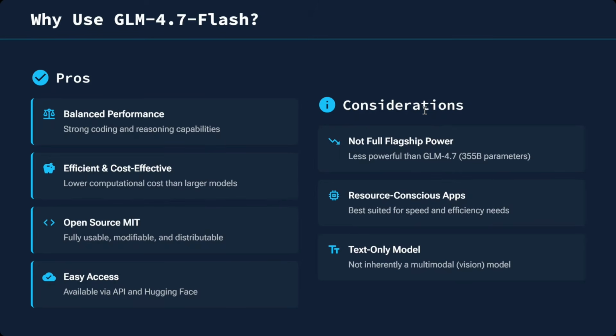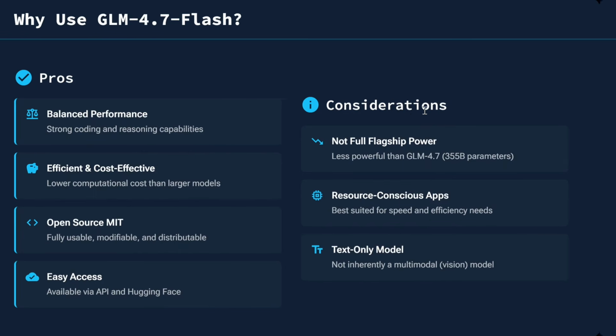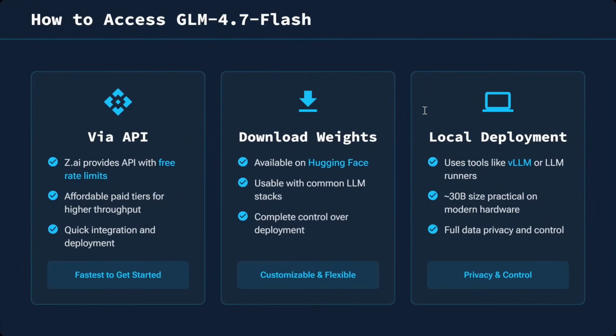What are the considerations? Not fully flagship power. Less powerful than GLM 4.7, but it is 10 times smaller in size. So, try to understand, the size of the model is quite small, given that it's very good. Good for resource conscious apps, and it is a text only model. How to access GLM 4.7 Flash? Via the APIs, download the weights, and local deployment is also possible.